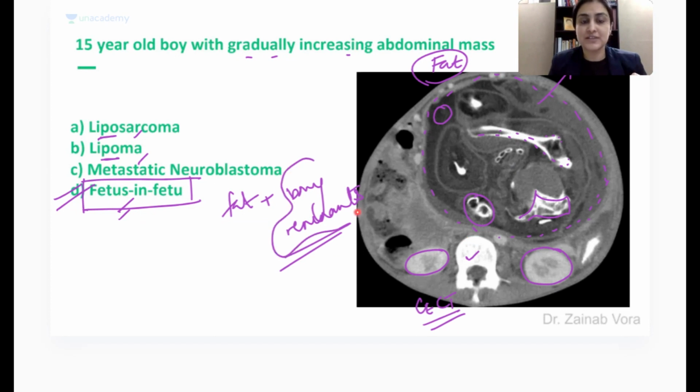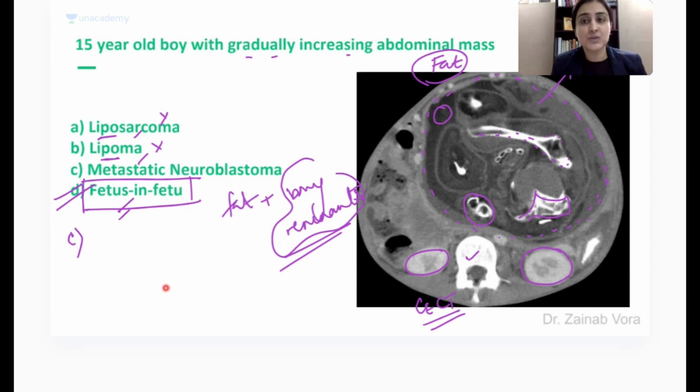The presence of these bony vertebral remnants will help you distinguish it from any other thing. It has fat, but liposarcoma and lipoma will never have these bony remnants. So a very, very rare case of fetus in fetu. For example, just forget that I have not added fetus in fetu. There are no vertebral or bony elements here, but just calcification.